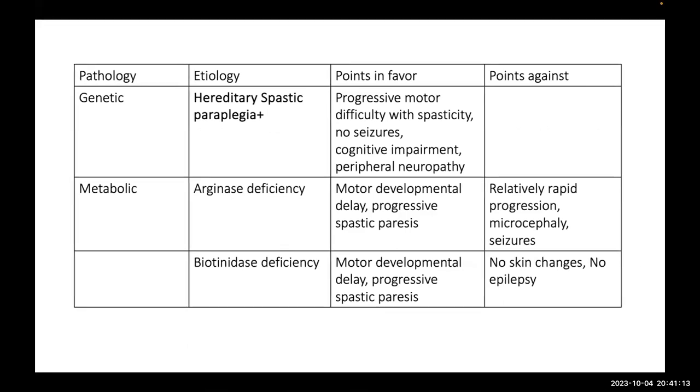In genetic etiologies, hereditary spastic paraplegia plus syndromes are another important etiology, in which there is a progressive motor difficulty with spasticity, a less likely possibility of seizures, mild to moderate cognitive impairment and associated peripheral neuropathies. In metabolic disorders, arginase deficiency presents with motor developmental delay with progressive spastic paresis, but there is a more rapid progression of the disease. Microcephaly and seizures are also found. Late onset biotinidase deficiency can present with motor developmental delay and progressive spastic paresis. Though there were no skin changes and no epilepsy here, in late biotinidase deficiency skin changes may still not be found.